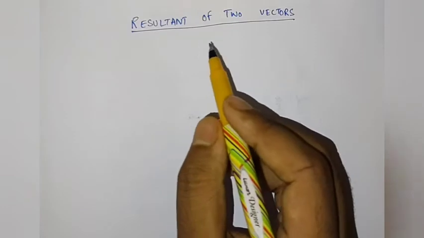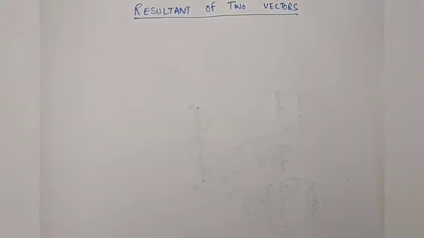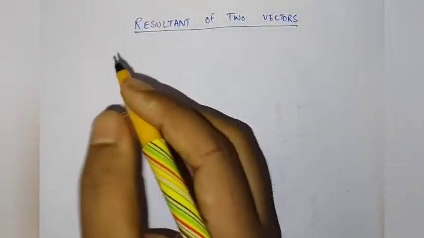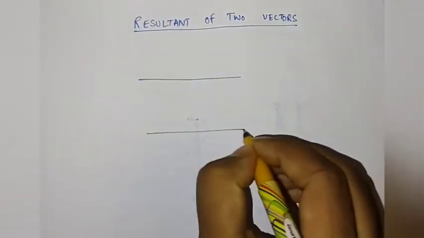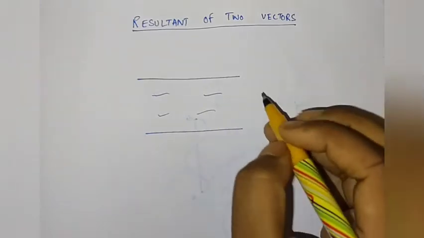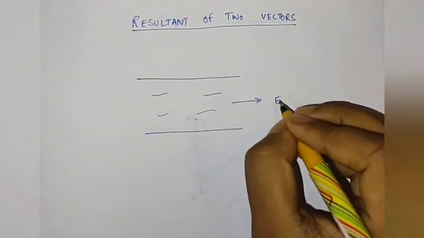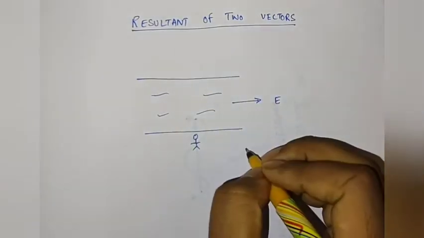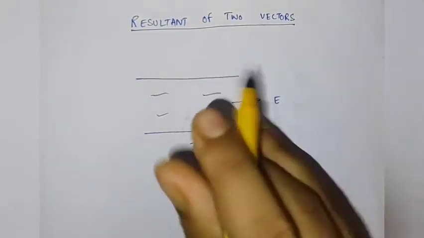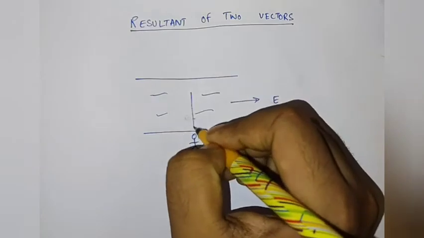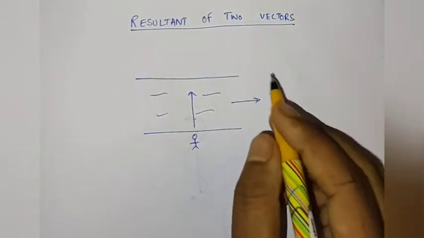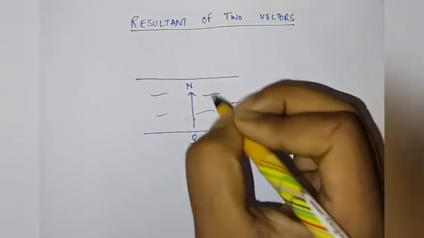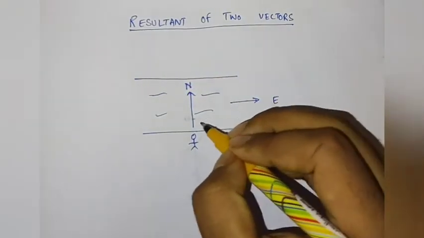Next topic is very important, considering the problem solving aspect. You'll need to learn about the resultant of two vectors. For this, let's consider an example: there is a river flowing towards the east direction, and there is a swimmer who wants to swim from one bank to the next bank. He will swim in this direction, towards the other side. But since the river is flowing towards east and the swimmer is swimming towards north, due to the force of the river the direction will change.